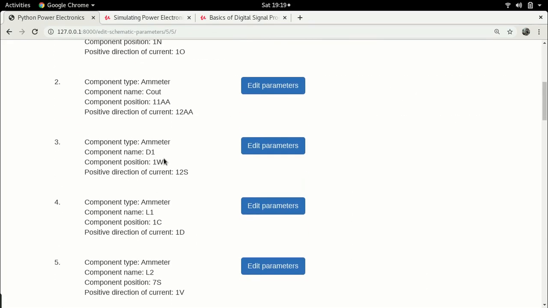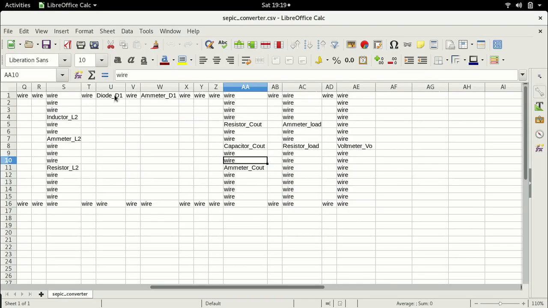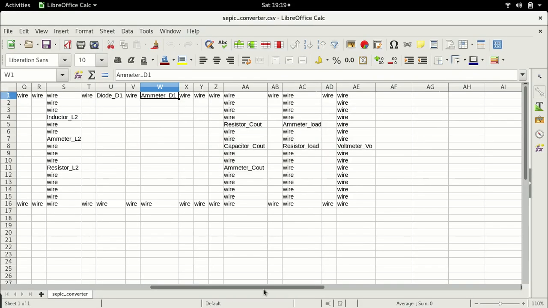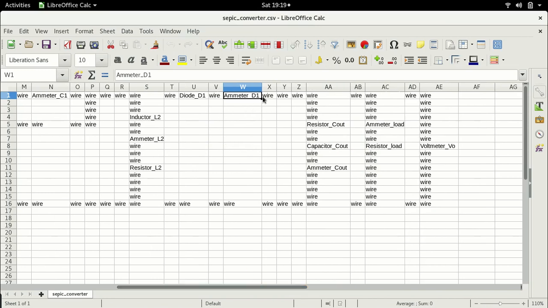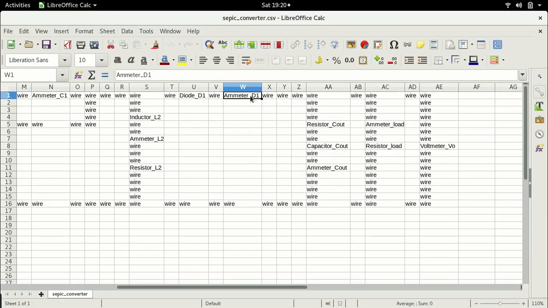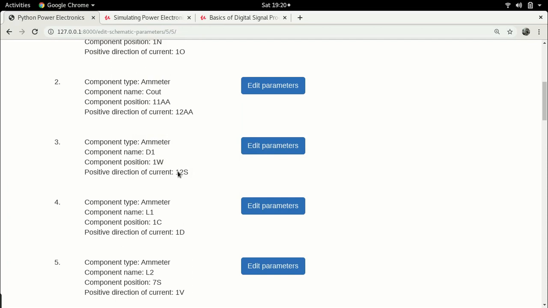Next comes the ammeter D1. Let's have a look at where D1 is. This is ammeter D1. The positive polarity direction of current is 12S. Here again, there is a difference. In the case of the CHUK converter, it was the inductor that was on this branch and the diode was in this branch. Here in this case, the diode is in the forward branch and the current flows towards the right. So having this current point in this direction doesn't make much sense. You have to point it to the right. So what we need is to make it 1x.